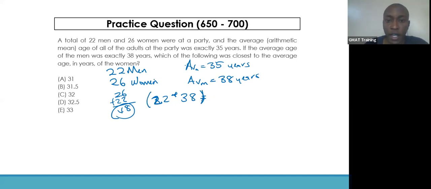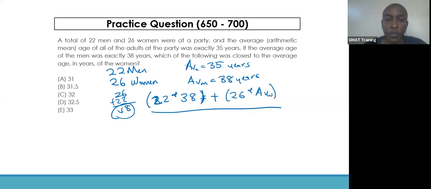Then we can find the average for the women. We need to think of it as the total of the ages for the women. So you have the total of the ages for the men and the total of the ages for the women, which is 26 women times the average that we need to find for the women.